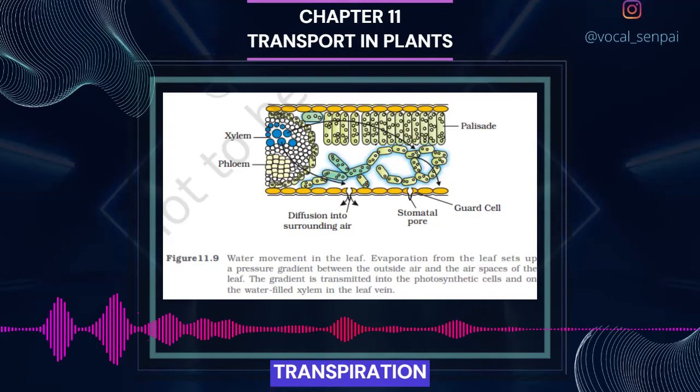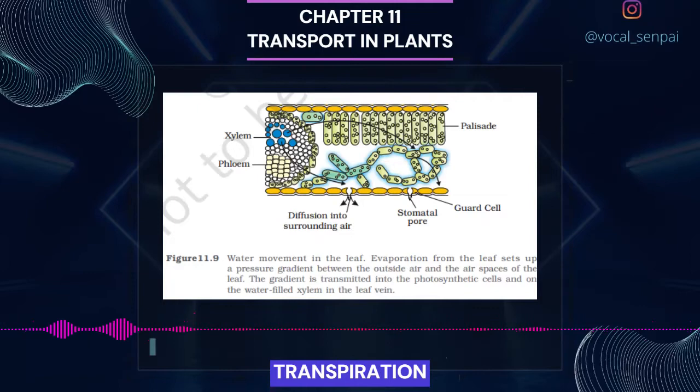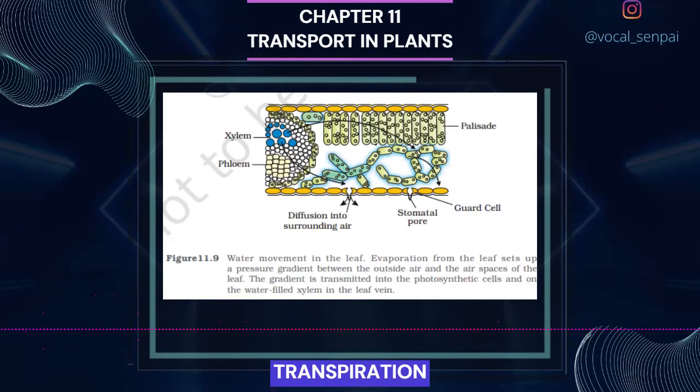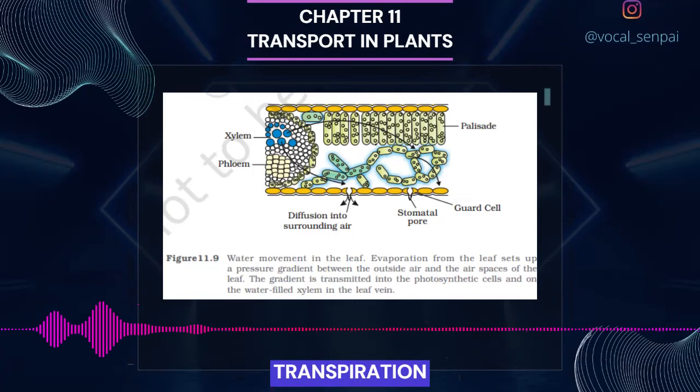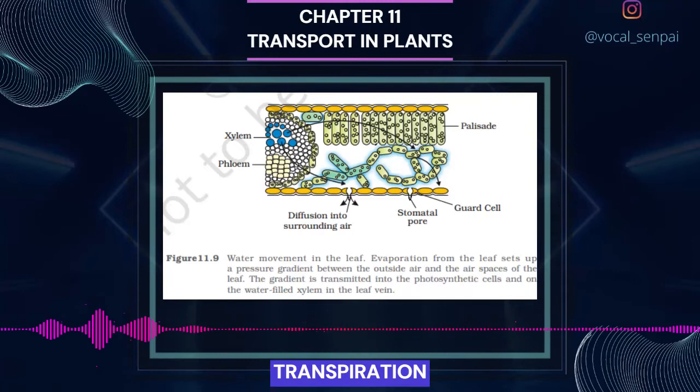Also, because of lower concentration of water vapor in the atmosphere as compared to the substomatal cavity and intercellular spaces, water diffuses into the surrounding air. This creates a pull, figure 11.9. Measurements reveal that the forces generated by transpiration can create pressures sufficient to lift a xylem-sized column of water over 130 meters high. Transpiration and photosynthesis, a compromise.